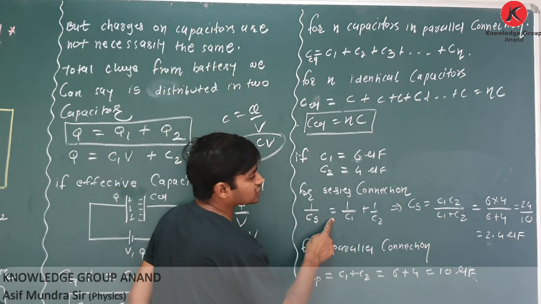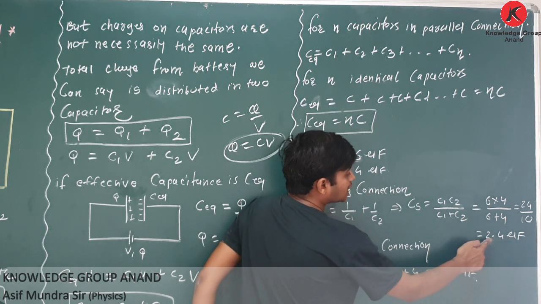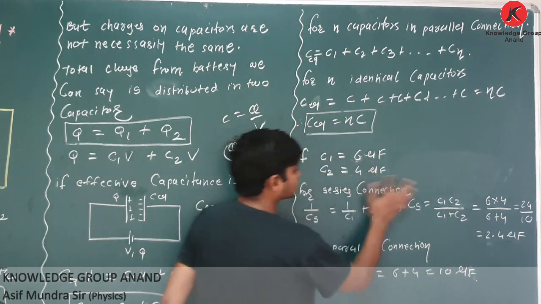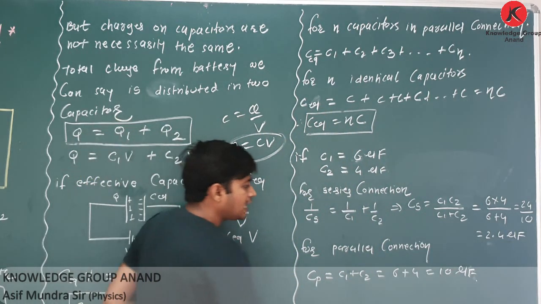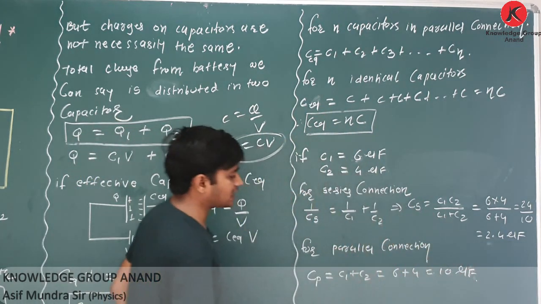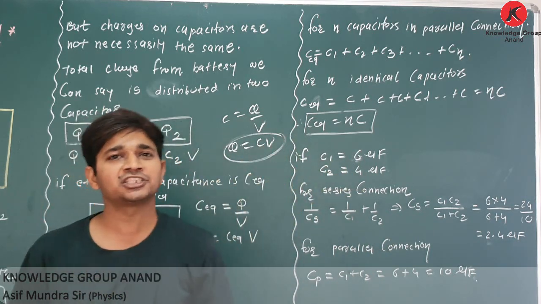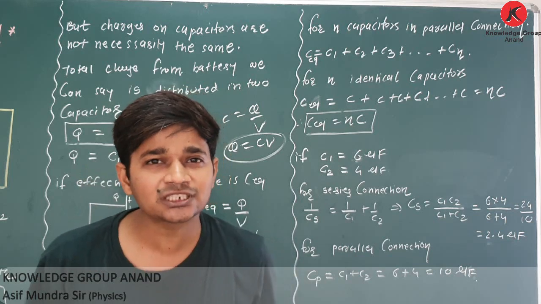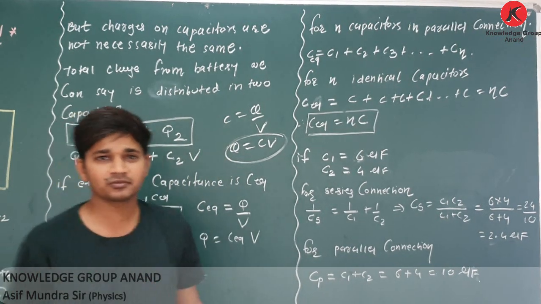In series connection, the equivalent capacitance is smaller than the smallest among the combination. And in parallel connection, the equivalent capacitance is greater than the greatest among the combination. Yes, you have to write these two statements. Repeat your video and write them down in your notebook.